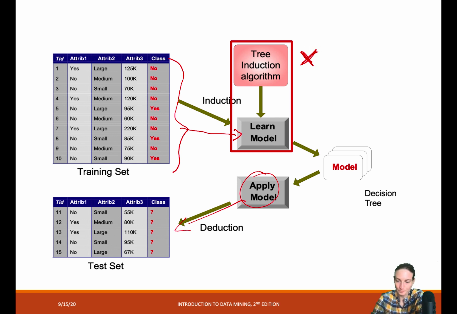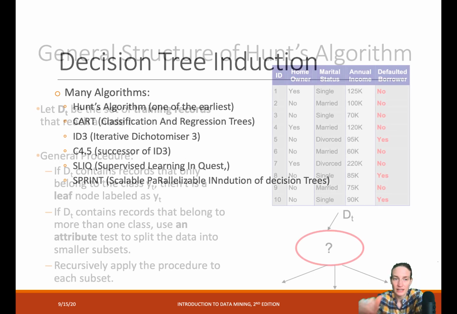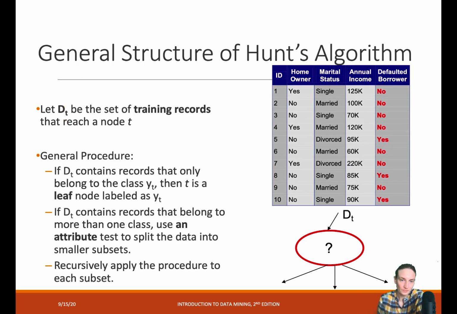Now let's focus a little bit on how we induce the tree from the training data set. There are many algorithms for this. One of the earliest is Hunt's algorithm. There's CART, ID3, which is iterative dichotomizer 3, C4.5, quite an efficient one that I've used in research, SLIQ, SPRINT. Let's go over a few of them so you understand the principles behind decision tree induction.